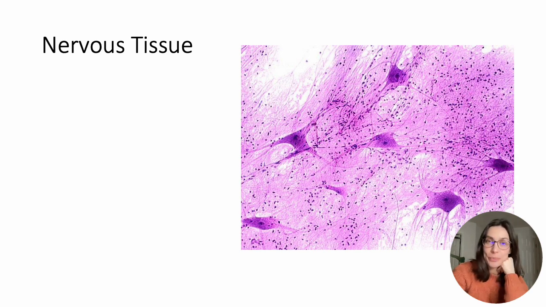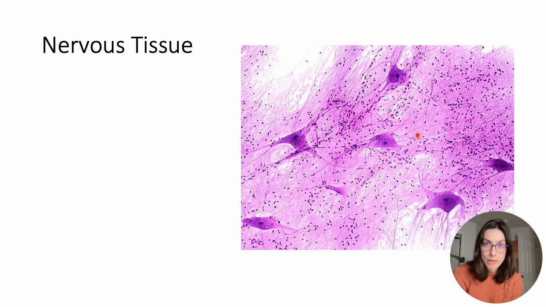Nervous tissue has these very unique looking cells called neurons, really taking center stage. There are these smaller dots all around, and those are the second type of cell, way more numerous in neural tissue, and those are glial cells. So neurons and glial cells are two types of cells found in nervous tissue.